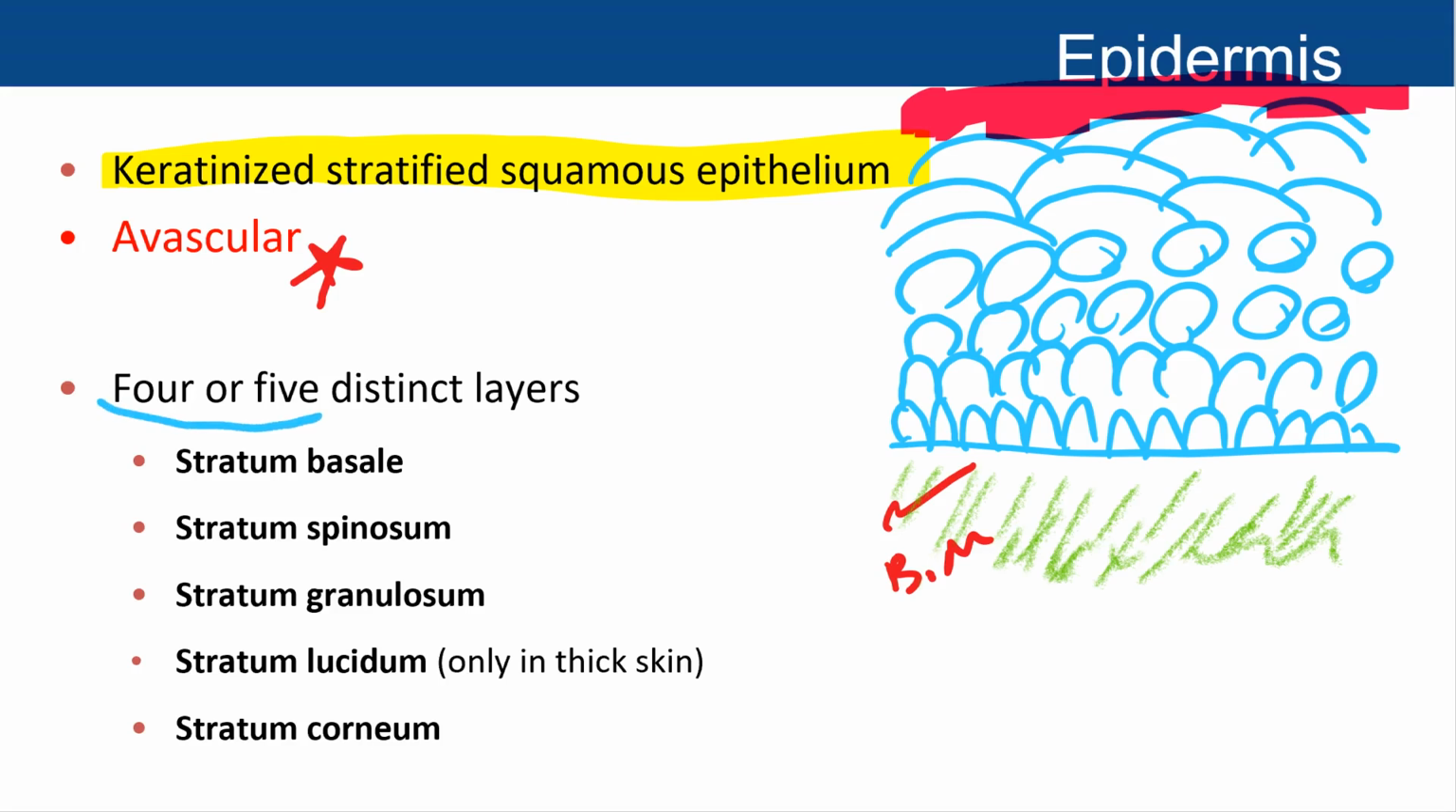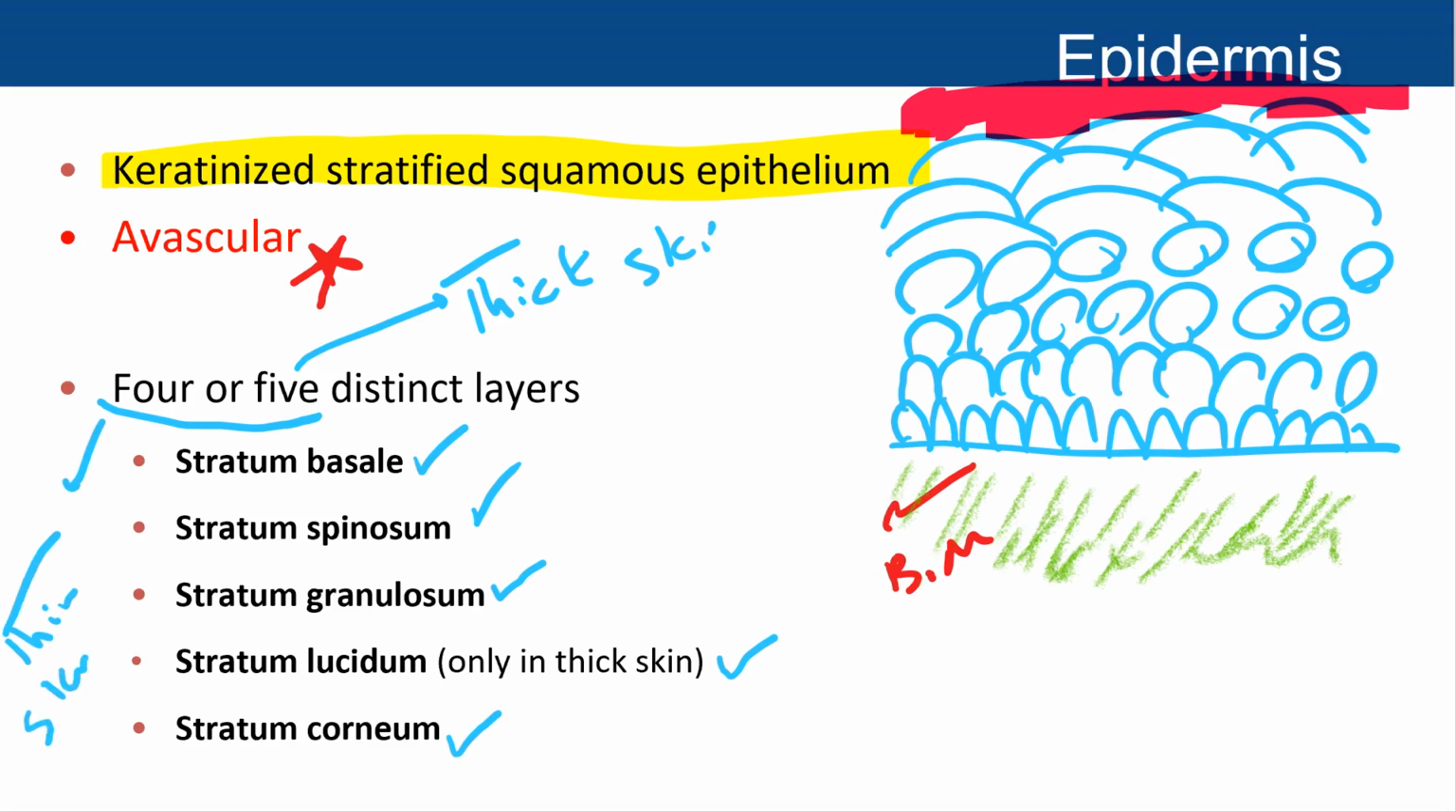The epidermis is divided into 4 to 5 distinct layers. From deep to superficial, we have stratum basale, stratum spinosum, stratum granulosum, stratum lucidum, and stratum corneum. In thick skin, we have 5 layers. In thin skin, we have only 4 layers. Which layer are we missing in thin skin? We don't have stratum lucidum in thin skin. Stratum lucidum would only be found in thick skin.